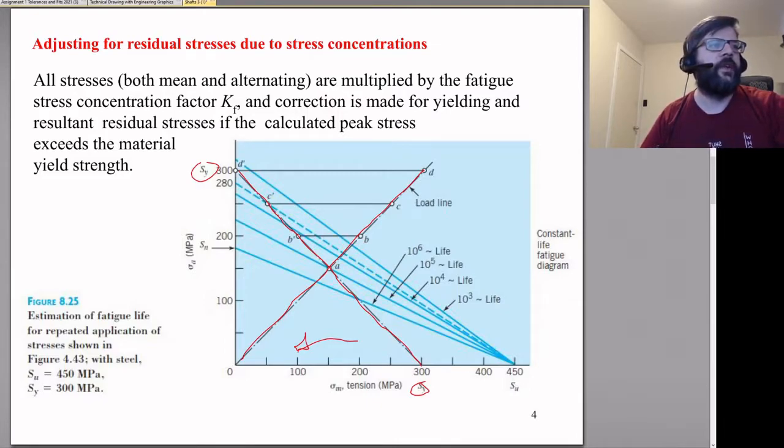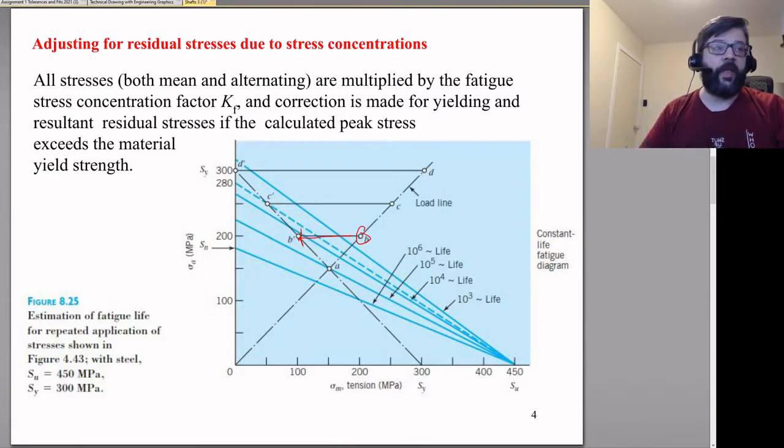And so as a result, if we're at this point B here, instead of this being the actual operating point, it shifts over to the left here. So that would be the operating point for that particular condition, because of the residual stresses that occur. Then you would use this operating point here to calculate your estimate for the lifespan of that component, as opposed to this one.